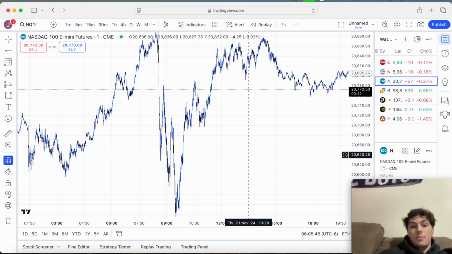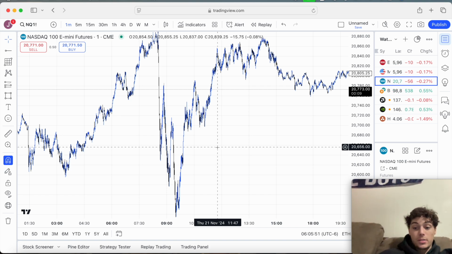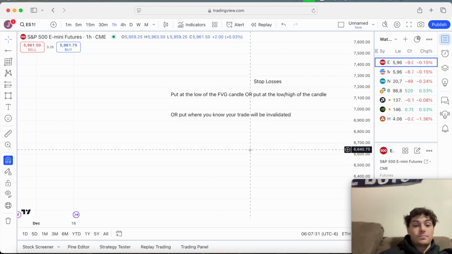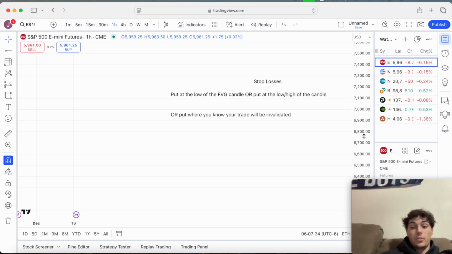You should, at minimum, be trading with 3 take profits. So going back to here, take profit 1, your TP1 is going to be whatever time frame you trade on. Go up 2 time frames and put your TP at a higher low. Take profit 2, just do the same thing, but the next draw on liquidity. So still 2 time frames higher, but the next draw on liquidity that you should be looking for. And then take profit 3, go to the 3rd time frame higher, and target whatever high you're looking for. Or low. It could be a short too.